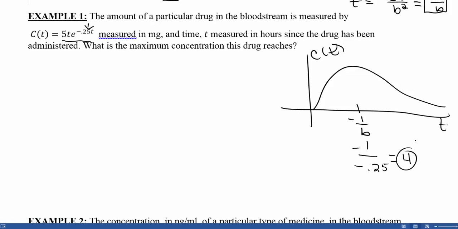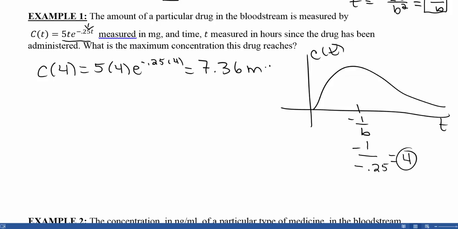However, we want to know what the maximum concentration is. So what we need to do is take when that happens and plug that into the surge function. So I have 5 times 4 e to the -0.25 times 4. If I plug all those numbers in carefully, I'm going to get 7.36. I'm rounding to 2 decimals, but of course you'll round however the problem tells you to, or to 2 decimals if you're not told otherwise. So 7.36 milligrams is the highest measurement that we're going to get for this surge function.